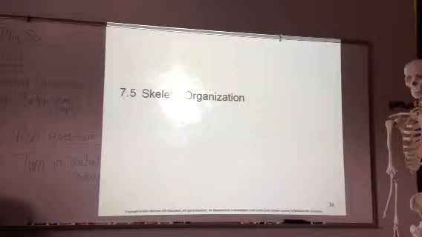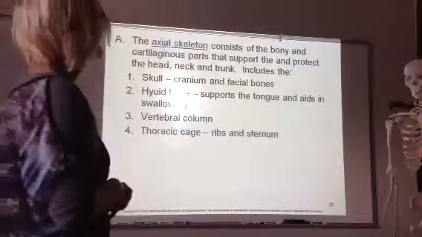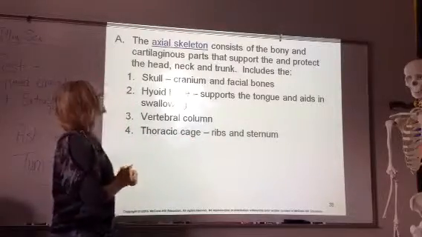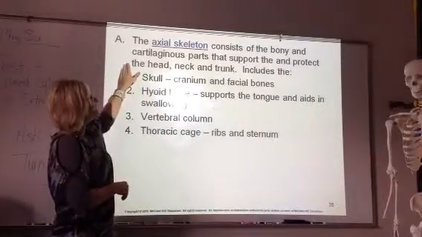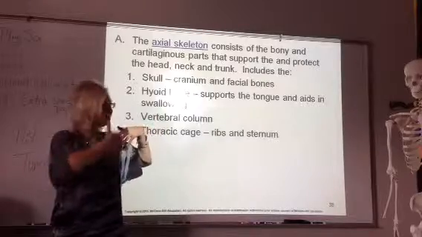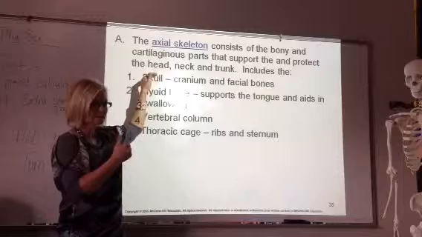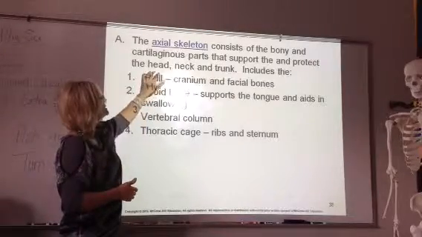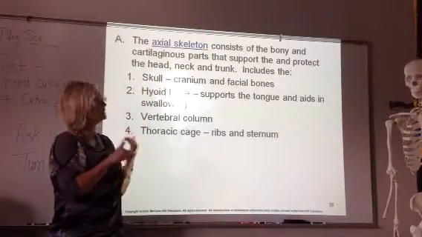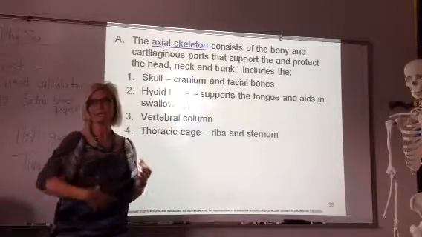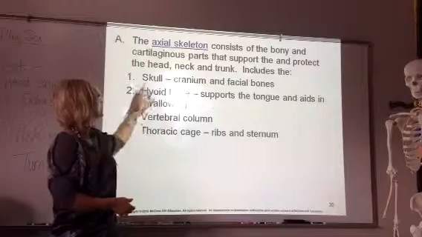Right, next section, skeletal organization. So actually getting to naming the actual bones. There's two main parts to your skeleton. So the axis, main part. The axial skeleton consists of the bony part and the cartilaginous parts that support and protect the head, neck, and trunk. So axis means center, central, main part.